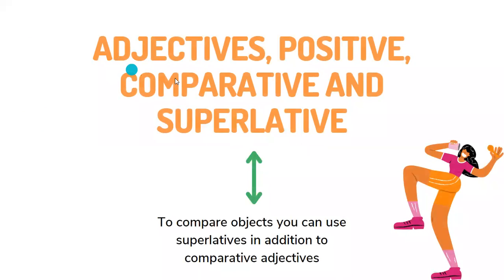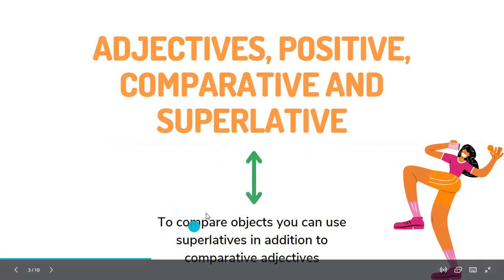So what are the adjectives positive, comparative and superlative? What are they used for? Well, they compare objects. You can use either superlatives in addition to comparative adjectives. So let's see how we can form superlative and comparative adjectives.